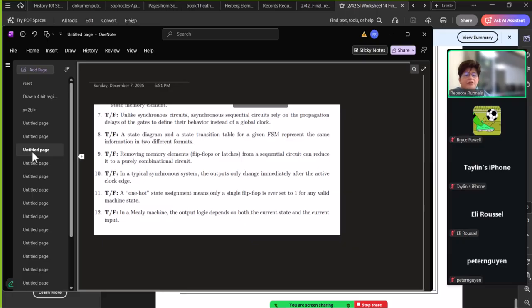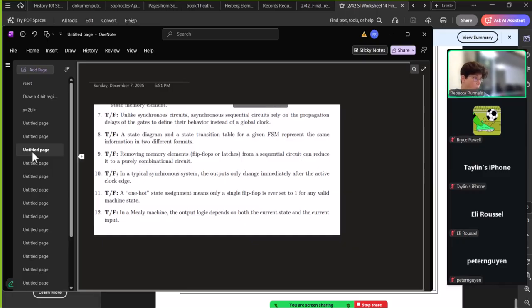Okay, some groups have already looked at these, so now we'll just go ahead and look at these together. Unlike synchronous circuits, asynchronous sequential circuits rely on the propagation delays of the gates to define state. Y'all never really dealt with that, so I wouldn't worry about that. The answer is true, but I wouldn't worry about it. A state diagram and a state transition table for a given finite state machine represent the same information in 2 different formats. True. Removing memory elements, flip-flops, or latches from a sequential circuit can reduce it to a purely combinational circuit.